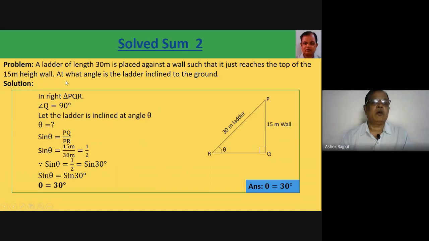Now we're going to solve the sums. The first one is this problem: in triangle ABC, angle A equals 90 degrees, AB equals 12 centimeters, AC equals 4 root 3 centimeters. Then find the angle B.